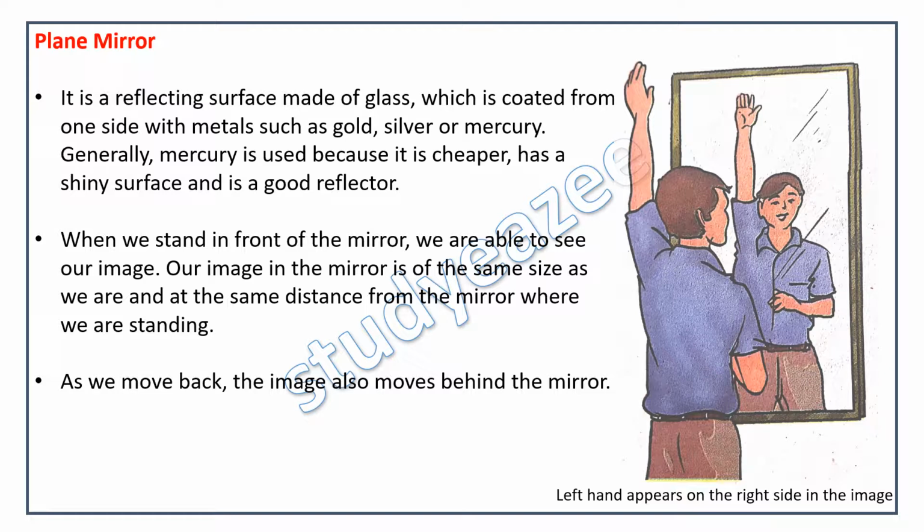When we stand in front of the mirror, we are able to see our image. Our image in the mirror is of the same size as we are and at the same distance from the mirror where we are standing. As we move back, the image also moves behind the mirror.